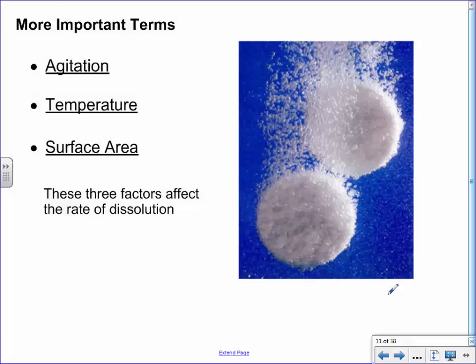Okay. Here's some other words I need you guys to know. Agitation, temperature, and surface area. Do you guys know what agitation means in the chemistry sense? Like in your eye. That's what it would mean if it was not in the chemistry sense. Agitation would be stirring, basically. If you agitate something, you're mixing it together. So these are the three things that affect how well something dissolves.